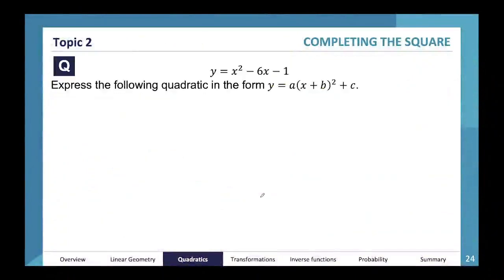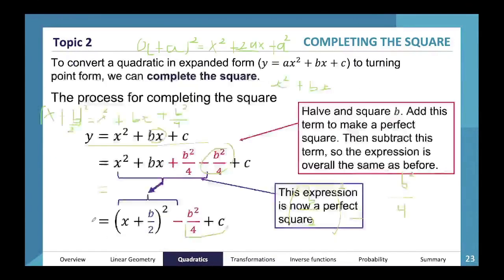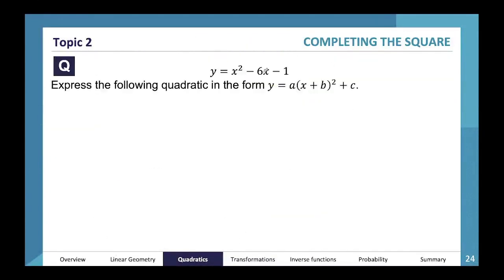I'll get you guys to do a question on this as well. Have a go at doing this. Use the same sort of method that we used. So define your terms. Find what b in this case is. Half b, divided by 2, or yeah, it's the same thing. Divide b by 2 and then square the product and then add it and then subtract it.